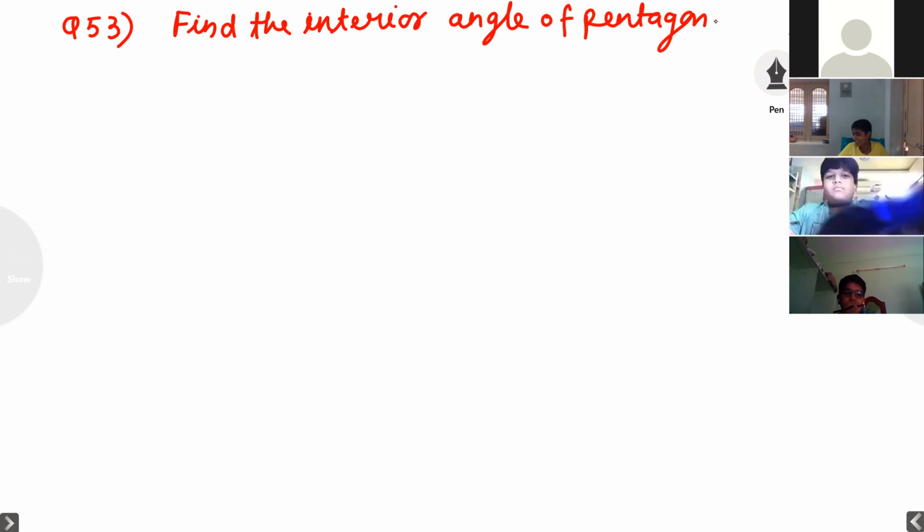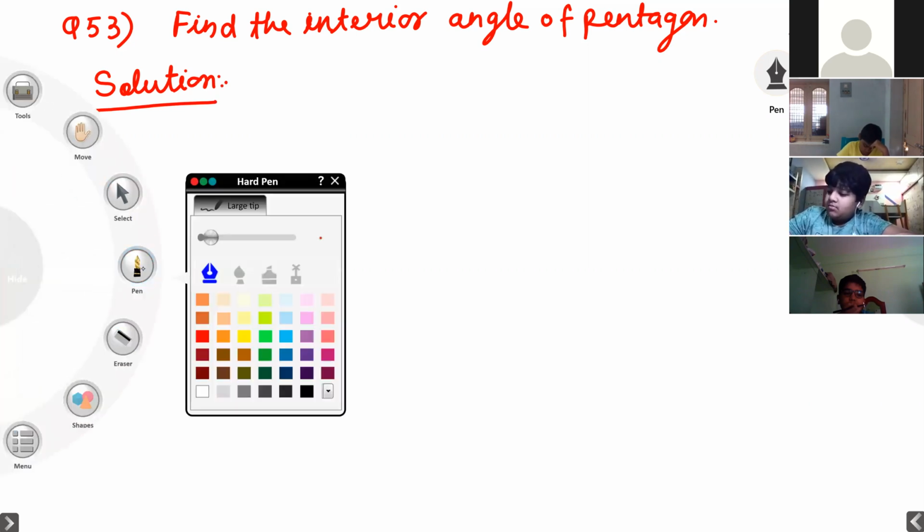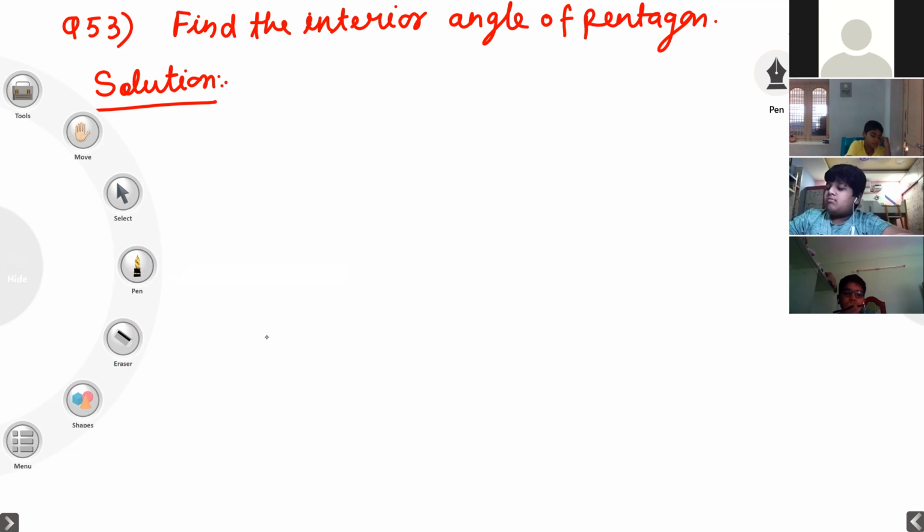I have given all the concepts. Five sides is called a pentagon, six sides is called a hexagon, seven sides is called a heptagon, eight is an octagon, nine is a nonagon, and 10 is a decagon. In this question, what has he given? Pentagon. Pentagon means five sides. I want to find the interior angle of the pentagon. The value of n is 5 here.